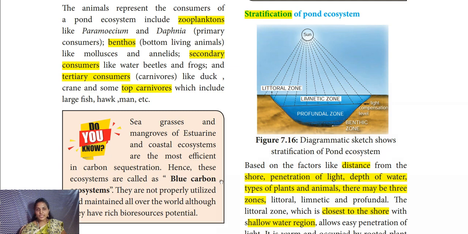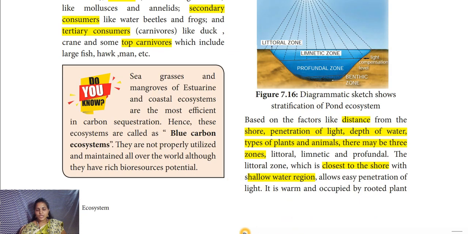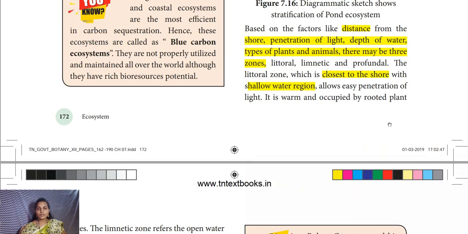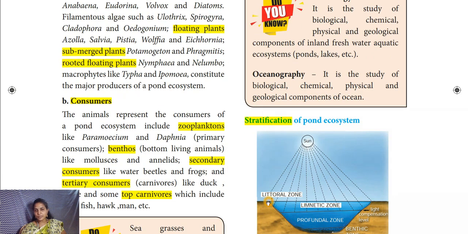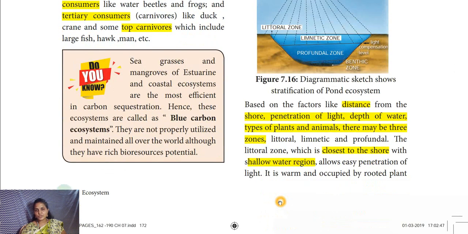And then the next one is the limnetic region. This littoral region is warm and occupied by rooted plants because it is near the surface. The sunlight will easily reach here and the water will get a little warm, and there will be rooted plants because the mud is there. The roots will use this mud to grow. So rooted plants can be found in this littoral zone.